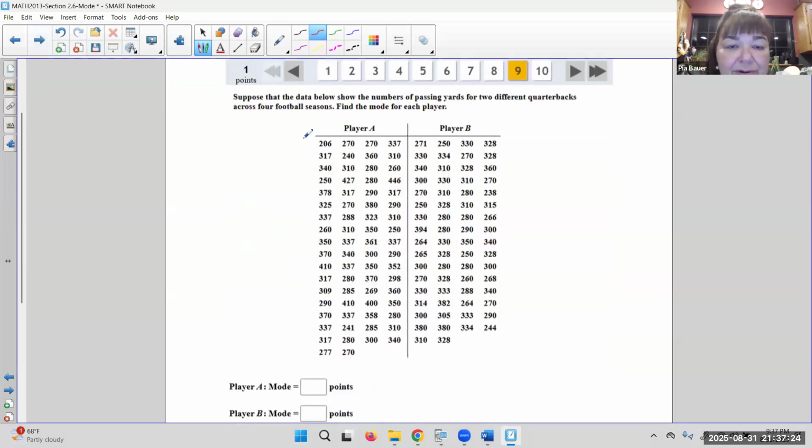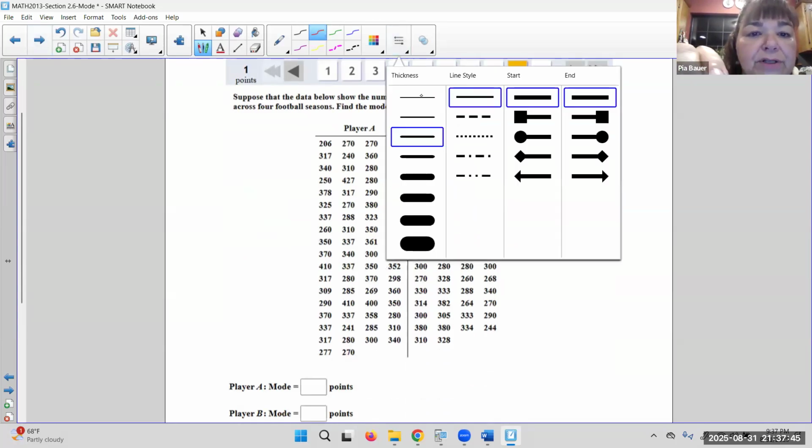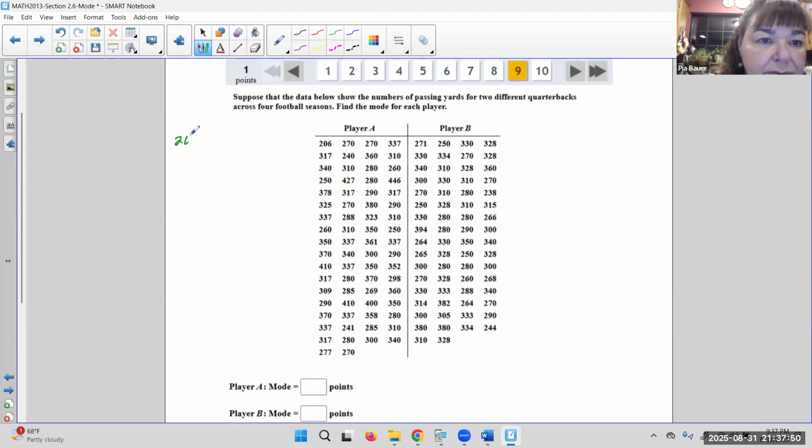Now, here's another one. Again, it's up to you if you want to enter the data or keep track of what repeats what. If we want to do it by hand, I'm going to organize it here on the side, and I'm not going to worry too much about the order. So I'm going to take 206 and I see it once. I'm just going to put 270 and I have it once, twice.